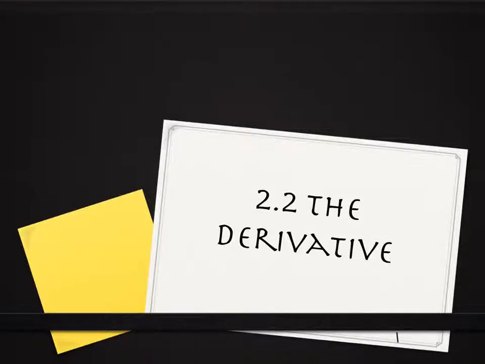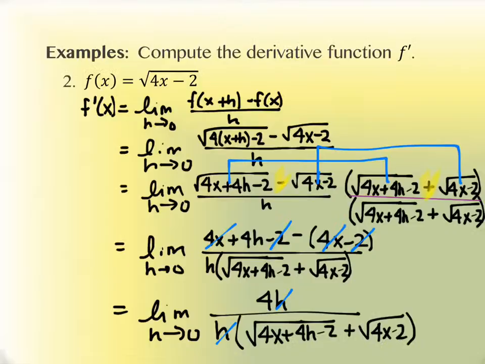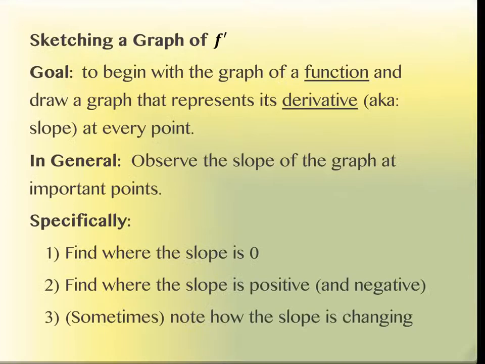Last time when we were looking at section 2.2, we had gotten to the point where we were talking about some different graphs and how to draw their slope graph or their derivative graph. Our basic principles that we had looked at are written here. The goal is to be able to start with a graph of a function and then draw a graph that represents its derivative at every point. And specifically, we looked at three different ways of describing what's happening on the graph.